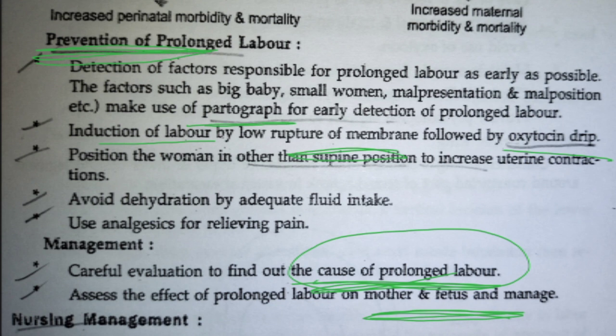We need to take care of that, and the mother might get dehydrated, so we give fluids, and if more pain is seen in the mother, we give analgesics. After the delivery of the baby, we will check the blood level of the mother, and if a lot of blood is lost, then we will provide blood to the mother, and other things based on the requirement of the mother will be provided. These are the managements of prolonged labor.